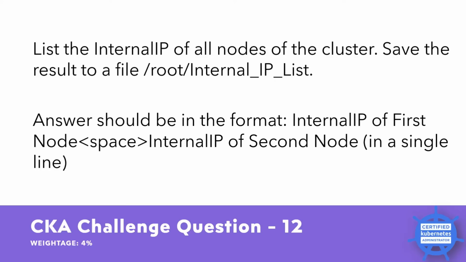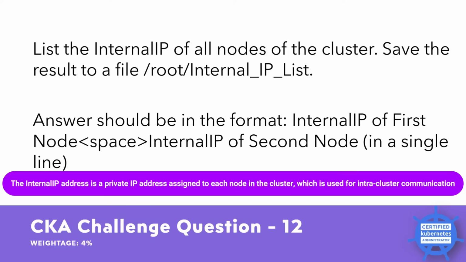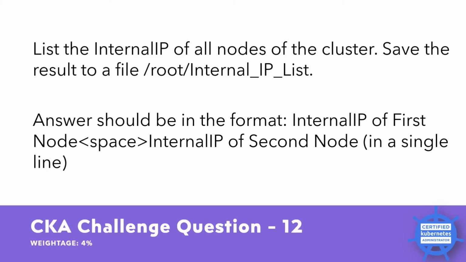The question is asking for a list of internal IP addresses of all the nodes in the cluster and then save the result to the file called internal IP list. The internal IP address is a private IP address assigned to each node in the cluster, which is used for intra-cluster communication. This information can be obtained using various commands or tools depending on the specific cluster setup.